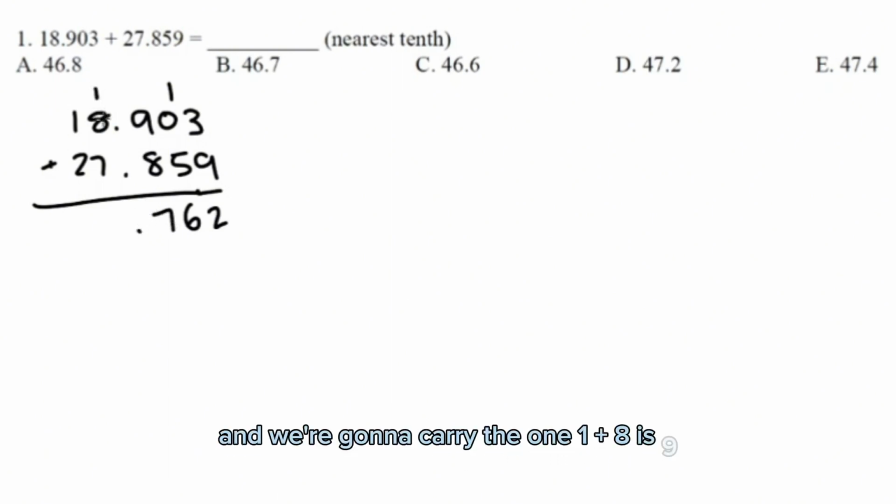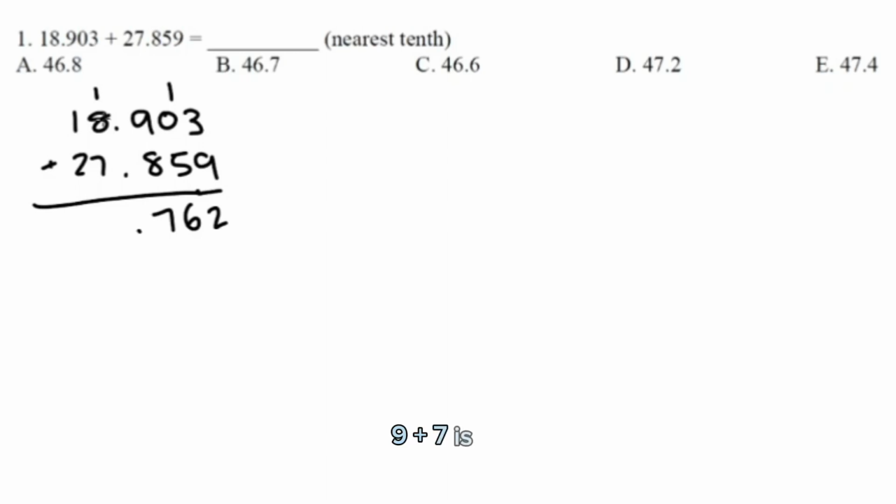1 plus 8 is 9. 9 plus 7 is 16. So we write a 6 here and we're going to carry the 1. So now this is 1 plus 1 plus 2, which is 4. So we have 46.762. We need to round it to the nearest tenth.